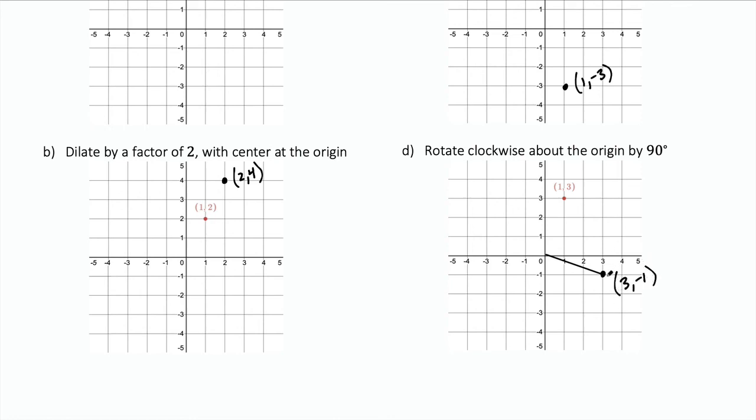You'll notice what happens here is the x and the y values swap positions, and then one of them becomes negative. And that's always the case when we're doing our rotations by a multiple of 90 degrees. When we're doing a 90-degree rotation, you'll switch the x and y, and one of them will change signs. And you can just look at the picture to figure out which one switches signs.